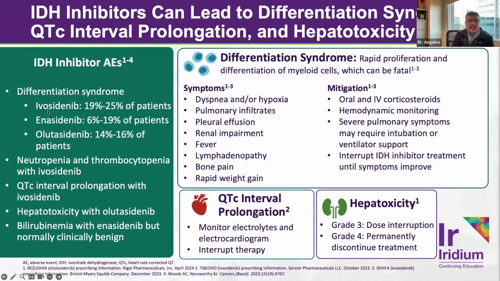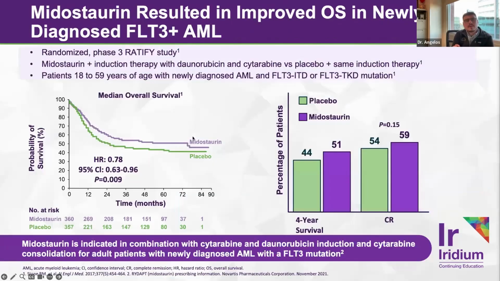It can be weeks after starting the ivosidenib or enasidenib that you can start to see differentiation syndrome. But if you see a patient that you start on the targeted therapy and they develop any number of this constellation of symptoms, you should have a low threshold for pausing the drug and then also starting steroids in order to reverse this.